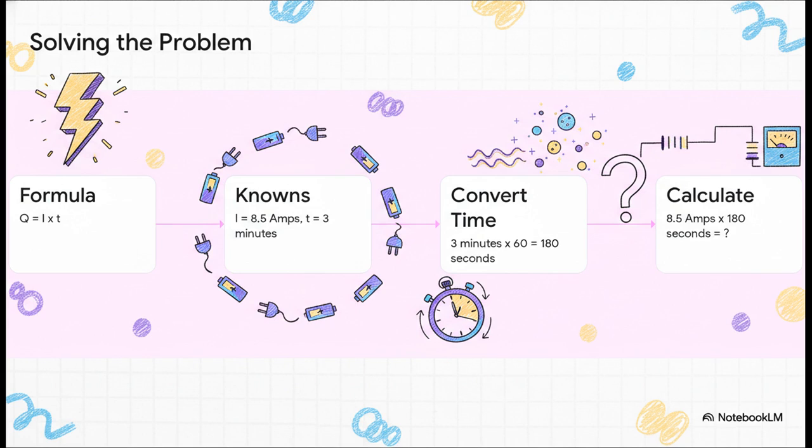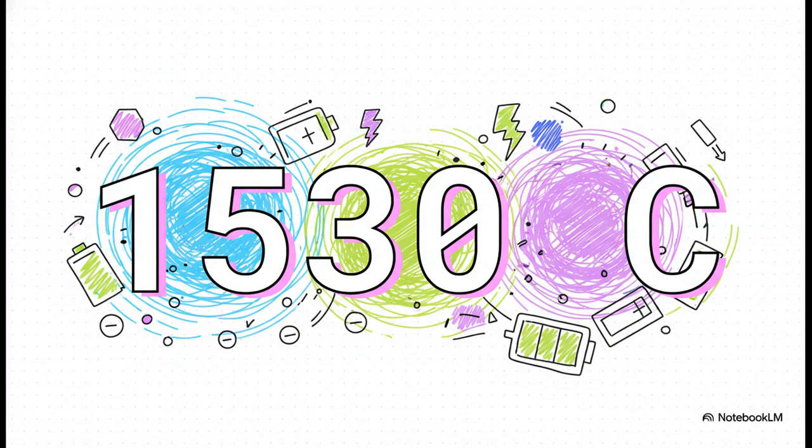Step 3 is that crucial conversion. We need to get the time into seconds. So, 3 minutes multiplied by 60 gives us 180 seconds. And finally, step 4, we calculate the answer. We just multiply the current by the time in seconds. So that's 8.5 multiplied by 180. And that calculation gives us our final answer, 1530. And because the unit for quantity of charge is the Coulomb, the total charge transferred is 1530 coulombs.